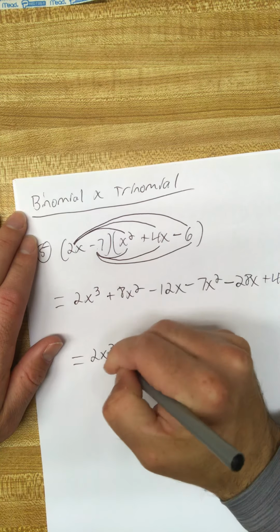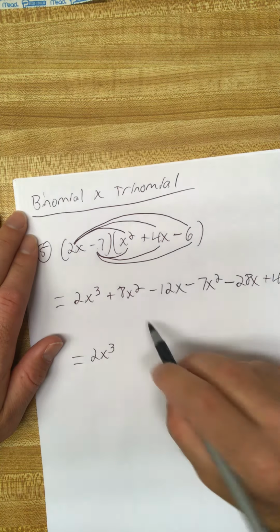So I got 2x cubed, then we got 8x squared. Again, your like terms, 8x squared minus 7x squared is just going to be 1x squared. Then 12x minus 28x, so negative 12 minus 28 is going to be negative 40x, and then my plus 42 just comes on down. All right, so we're going to finish up this stuff this week, and then next week we're going to move on to factoring.